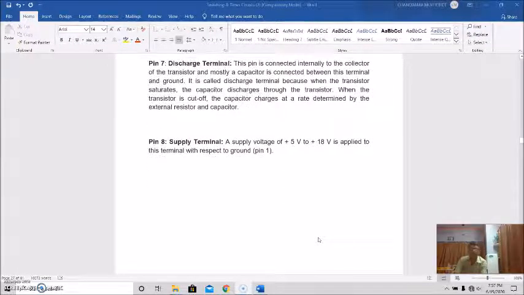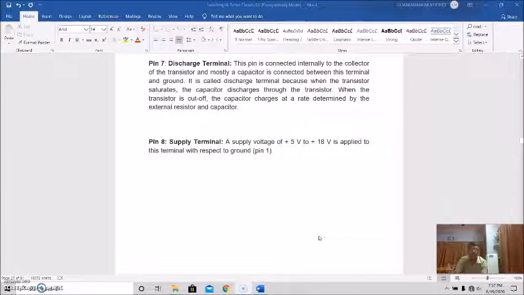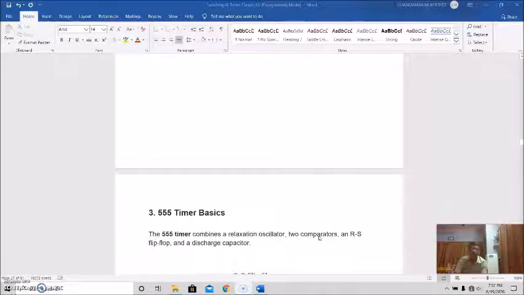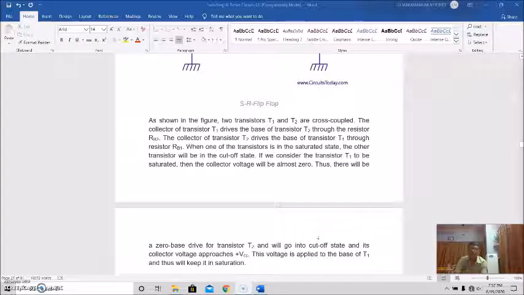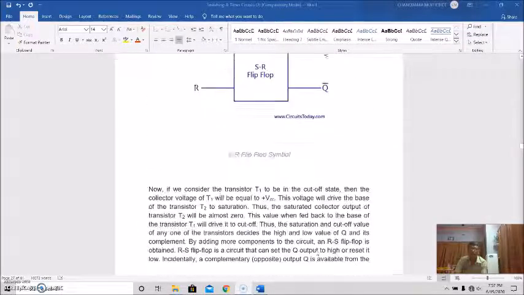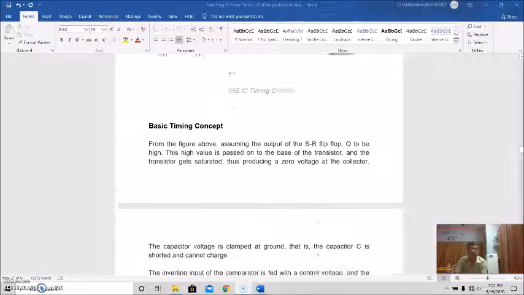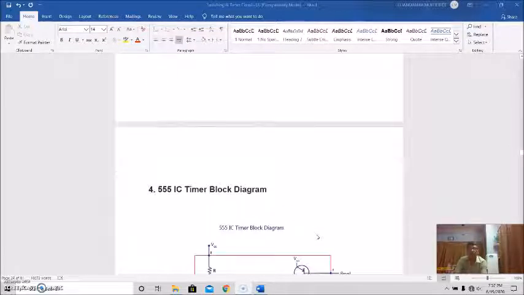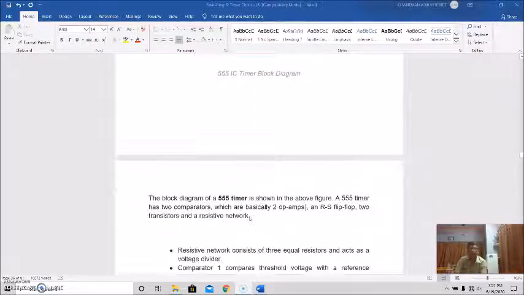So with this introduction, in the next class we'll discuss the 555 timer basics, then its basic timing concept, timer block diagram, and all these things will come later on.